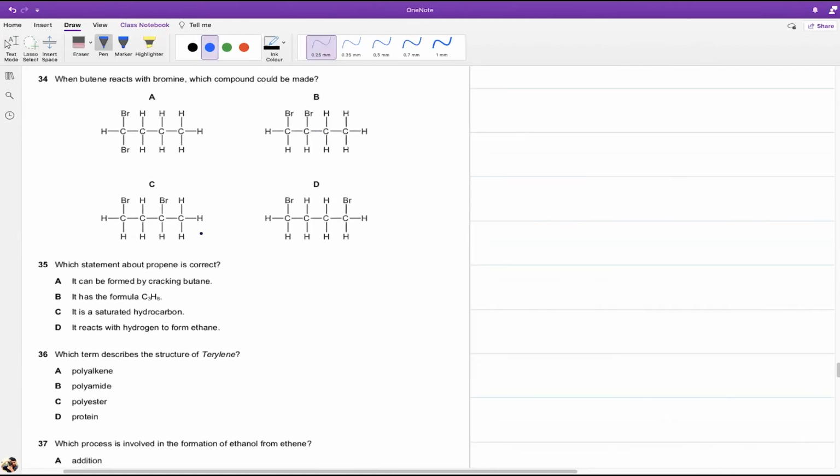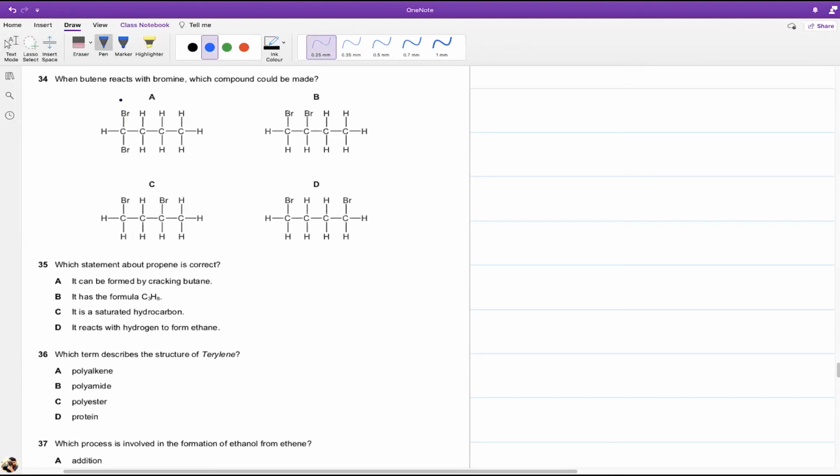When butene reacts with bromine, which compounds could be made? We have talked about it in detail earlier as well. Remember that when an addition reaction happens, bromine or whatever is added to adjacent carbons. Both the carbons involved get something. In substitution, the same carbon gets something. So A can only be formed through substitution.